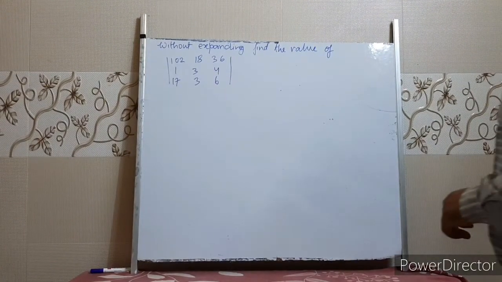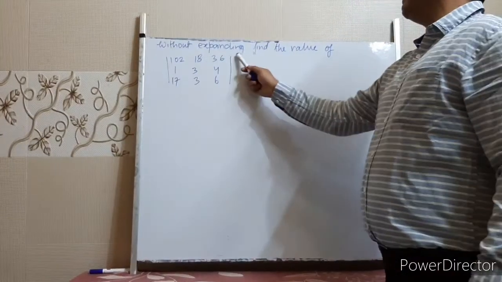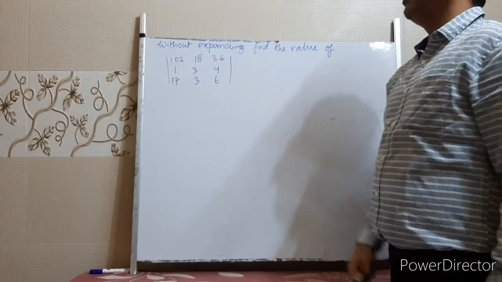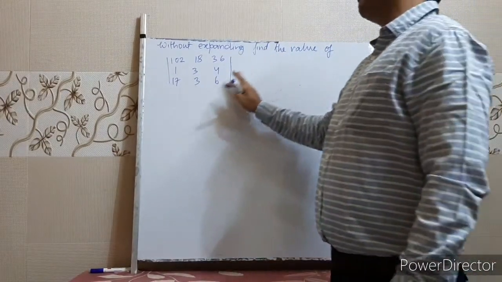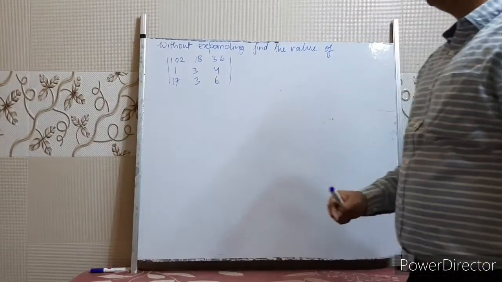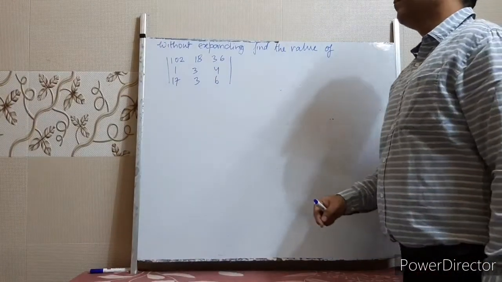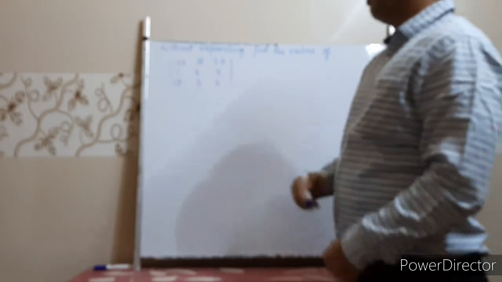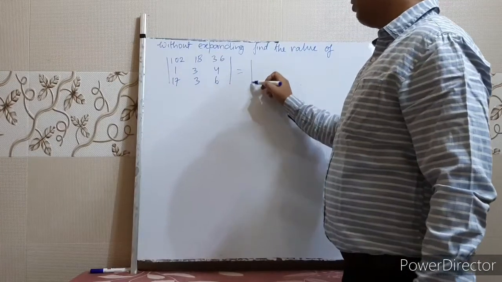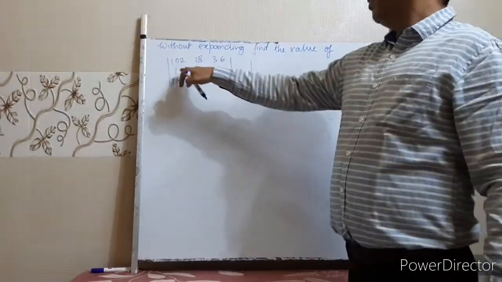Let's see another sum, children. The question is, without expanding, find the value of this determinant. That means we are not supposed to expand, but to use the properties of determinant. We are going to find the value of the determinant. Let's see how we are going to solve this determinant.